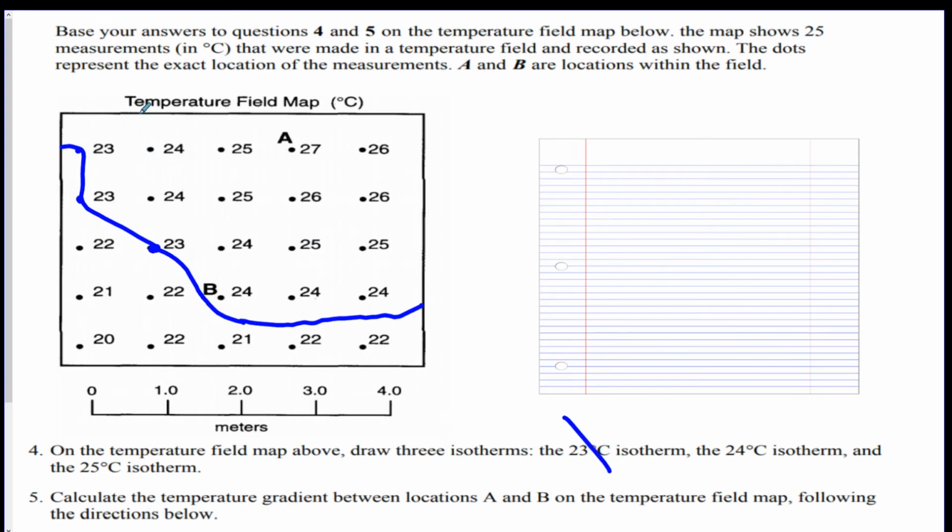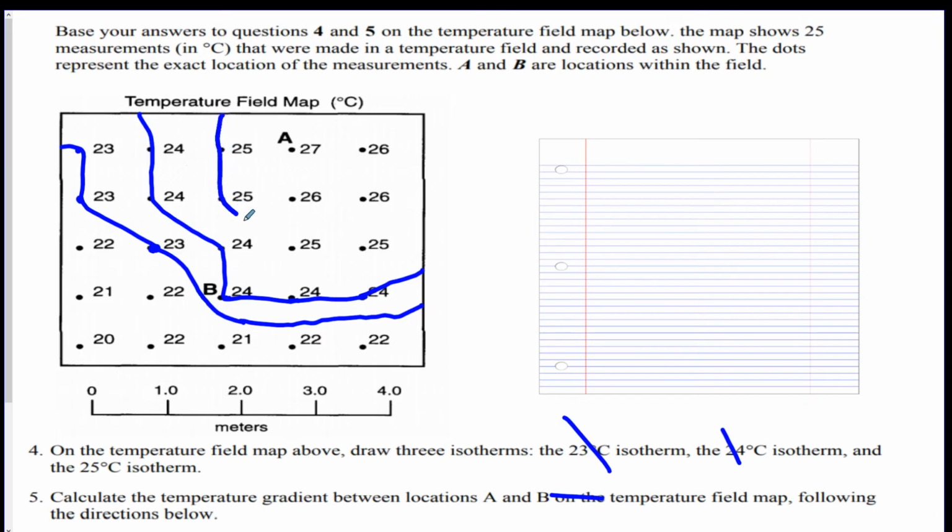All right, 24. Here we go. Start at the top. 24, 24, 24, 24. Loop around and get this 24. And I missed that dot. See, that's bad. You don't want to miss the dot. 24, 24, 24. There you go.